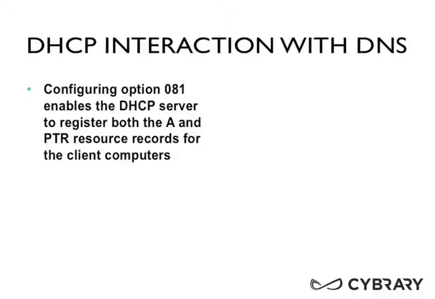Because this is what happens. Sometimes when DHCP registers an A record and PTR record in DNS, that machine is off, the IP address expires and it was never renewed from DHCP, and that record will just stay in DNS. But if you configure option 0A1, the DHCP server will remove that record from DNS.